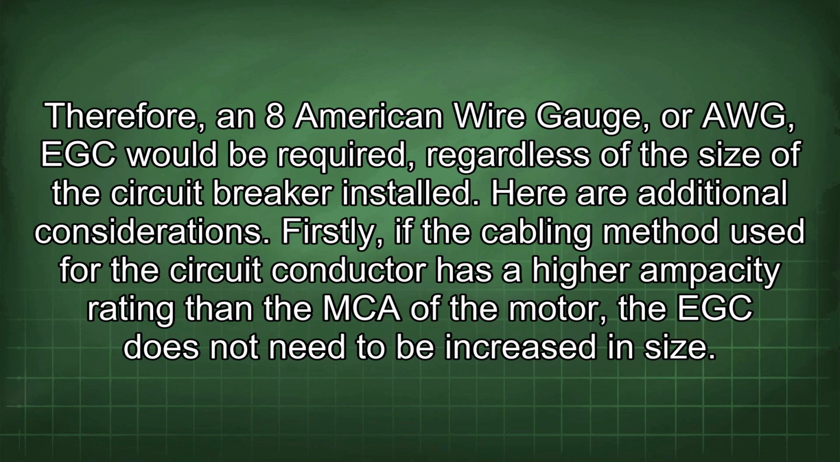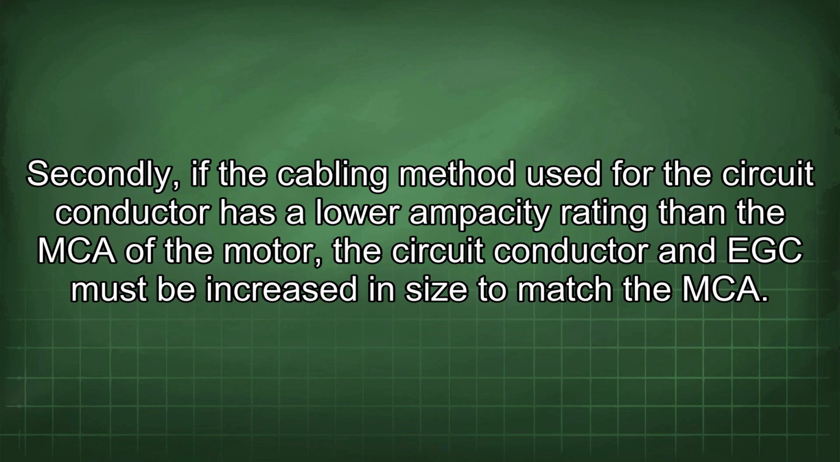Here are additional considerations. Firstly, if the cabling method used for the circuit conductor has a higher ampacity rating than the MCA of the motor, the EGC does not need to be increased in size. Secondly, if the cabling method used for the circuit conductor has a lower ampacity rating than the MCA of the motor, the circuit conductor and EGC must be increased in size to match the MCA.